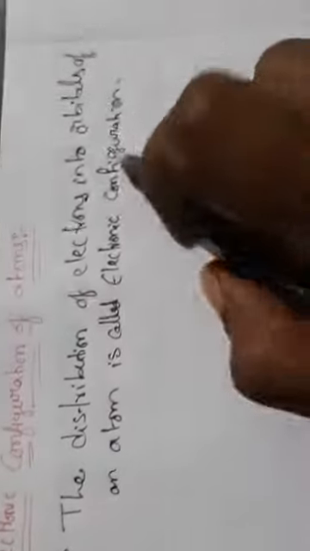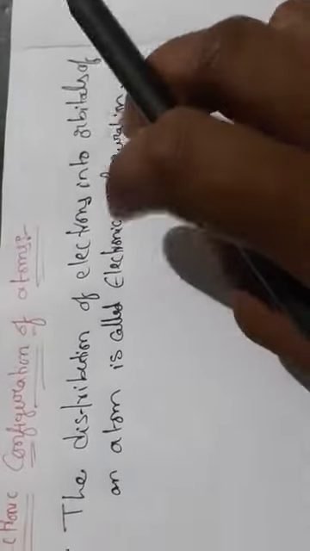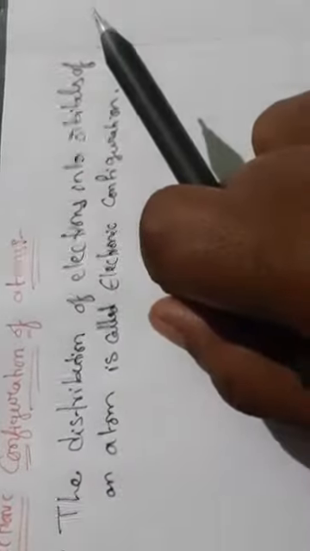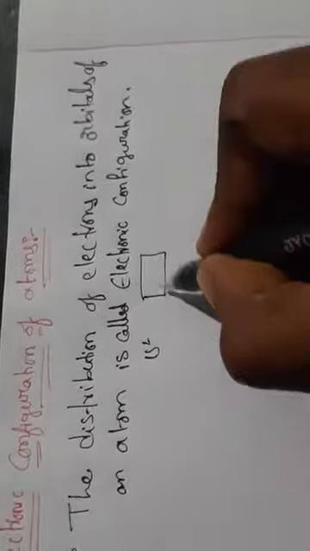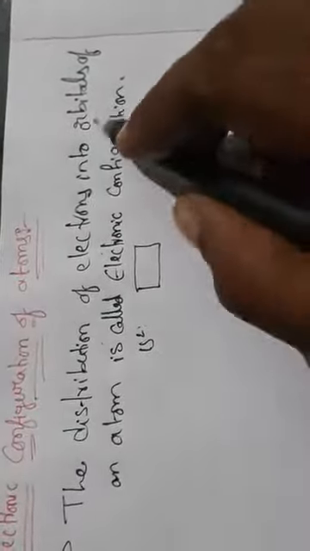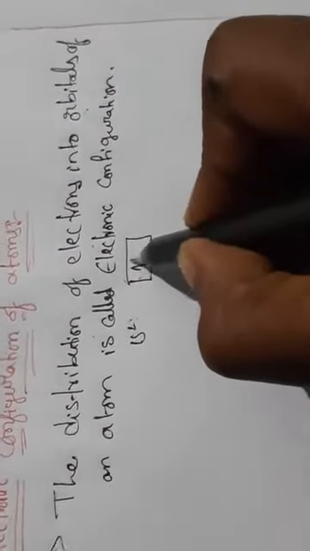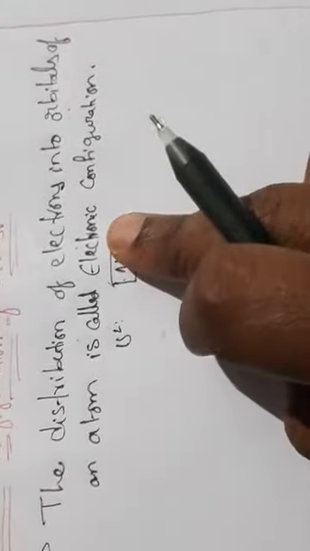configuration. Okay, so for example, if I take 1s2, two electrons we are having. How do we write those electrons in the orbital? That we call electronic configuration. For example, I have taken 1s2, so this 2 is the electrons, the distribution of electrons into orbitals of an atom. This one we call the electronic configuration representation.